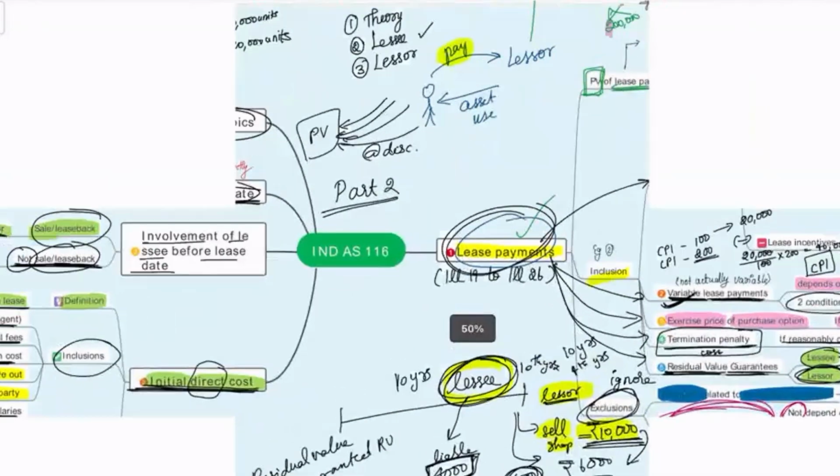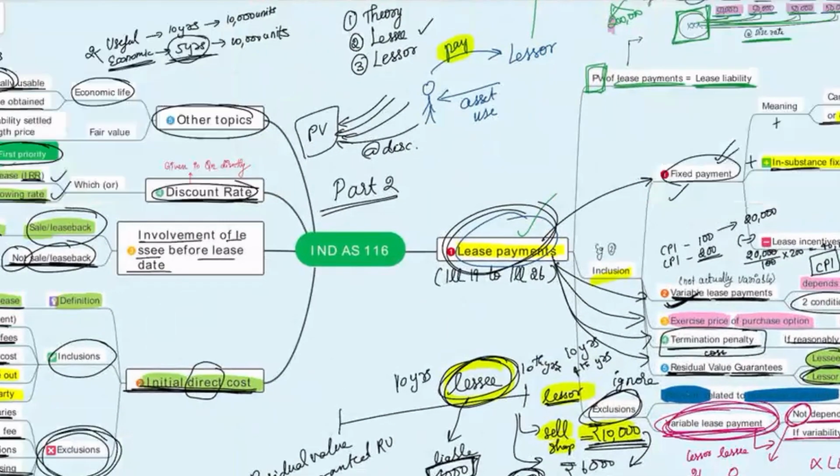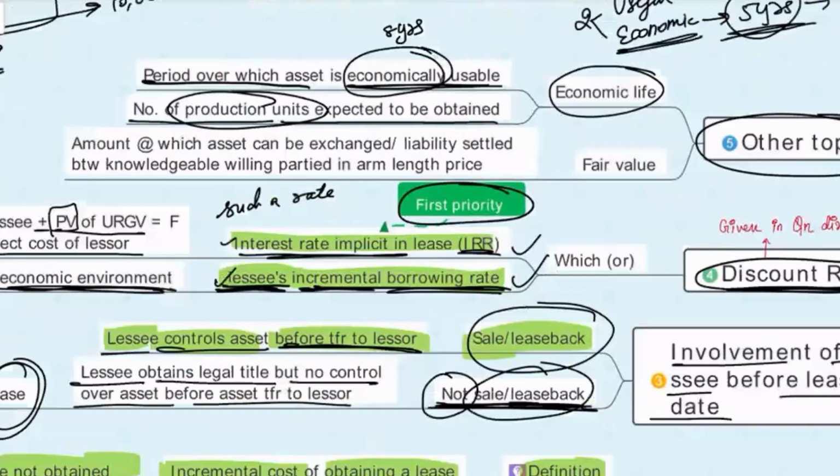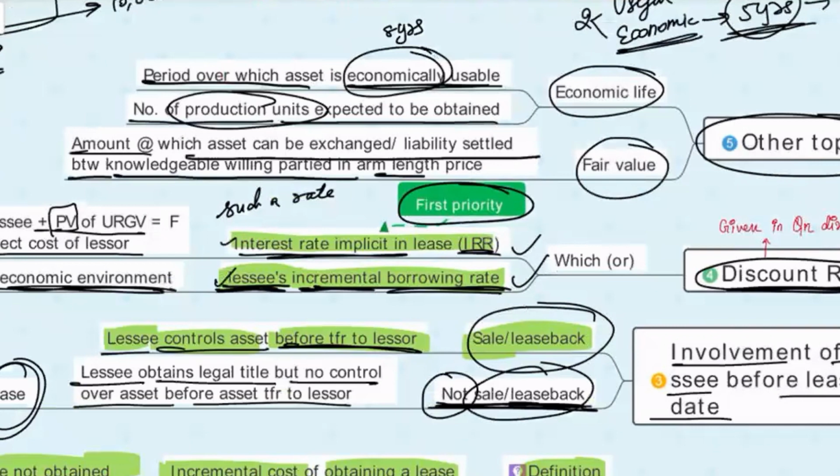Okay, so these were all the topics first that we had to understand before we start the core concept of lease accounting. So we understood lease payments, initial direct cost, involvement of lessee before the lease date, where we spoke about sale and lease back and not sale and lease back. Then other topics where we understood about economic life. And you all know what is fair value. Fair value is the amount at which the asset can be exchanged or a liability can be settled between knowledgeable willing parties at arm's length price.